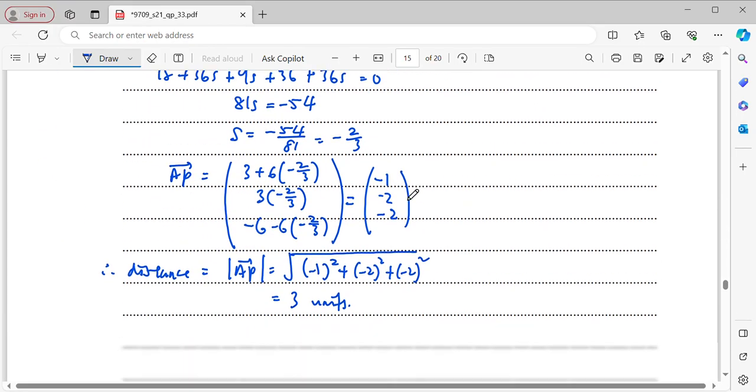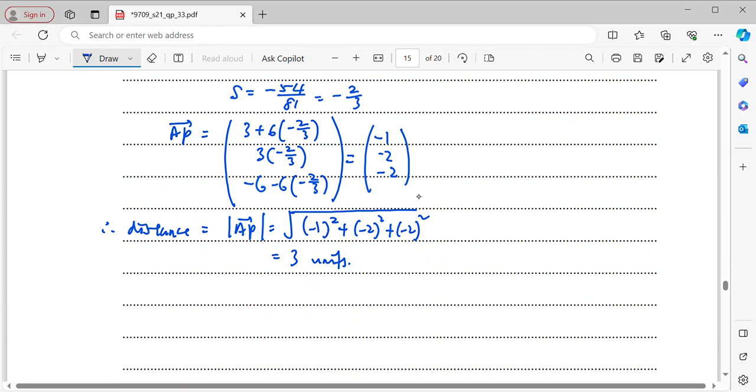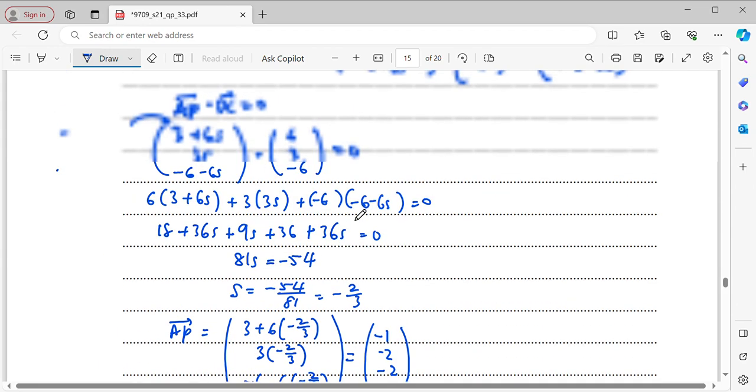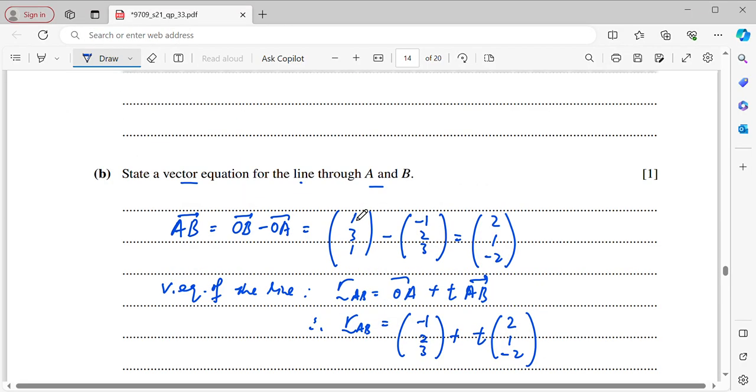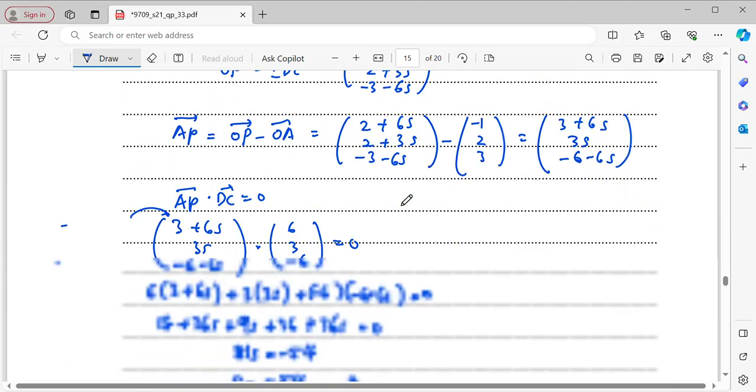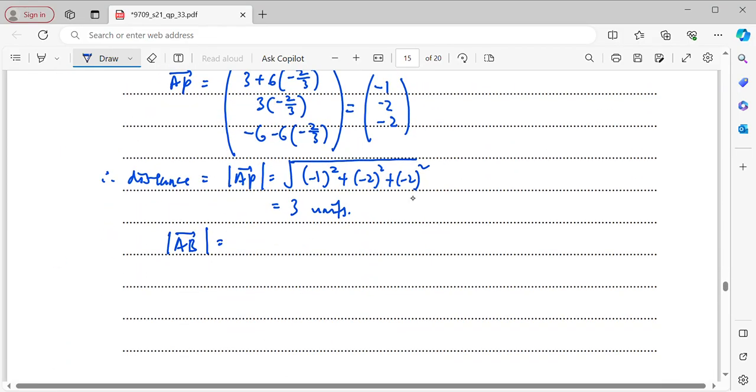So now the length of AB, refer back to the previous part. We have found the vector AB here, so 2, 1, negative 2. That means the length is going to be the square root of 2 squared plus 1 squared plus negative 2 squared. So that is 3.